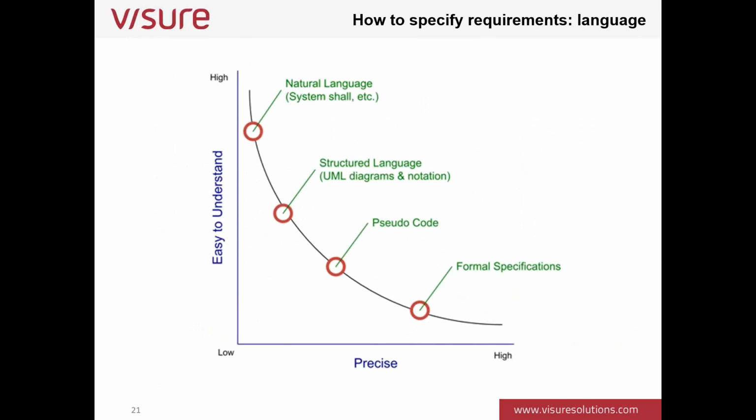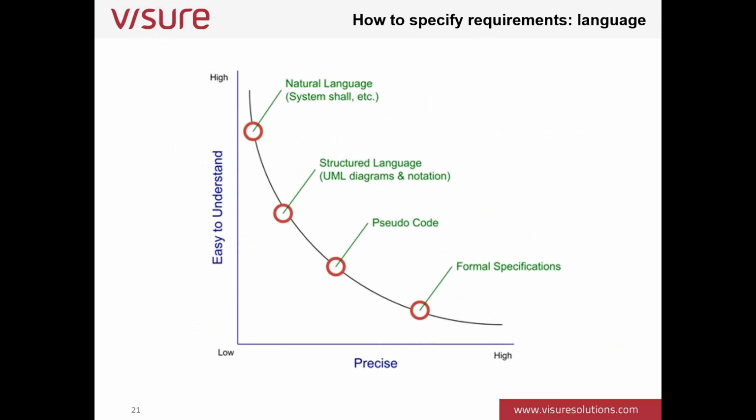So, how to specify a requirement? The language we are going to use. Of course, I'm not talking about Spanish or English or Chinese. I'm talking about the formal language or the natural language that we are going to use. We have a graph here letting us know that the easier the language is to understand, the less precise it is. For example, the natural language, the system shall do this. It's more or less easy to understand.